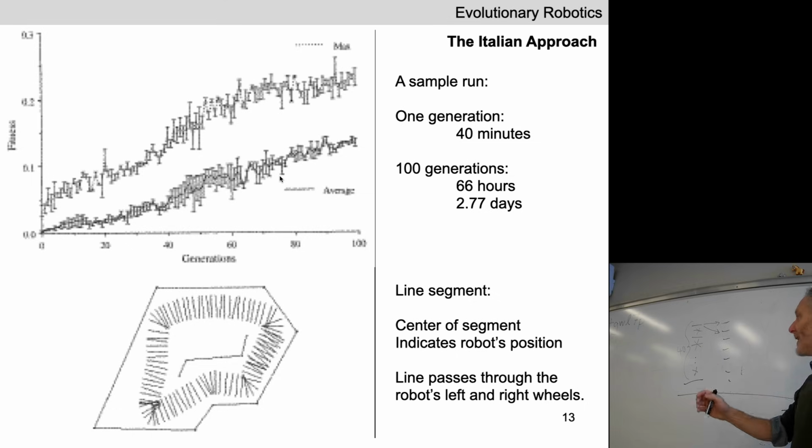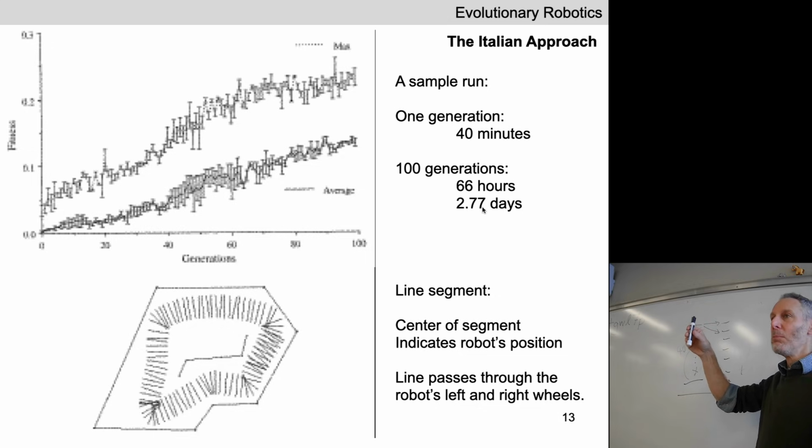This curve here is the average value of phi inside the population at that moment in evolutionary time. And this higher plot here is the maximum value of phi. Who had the highest value of phi in the population at that time? You'll notice these little vertical lines here. These are error bars. So they actually did this multiple times.